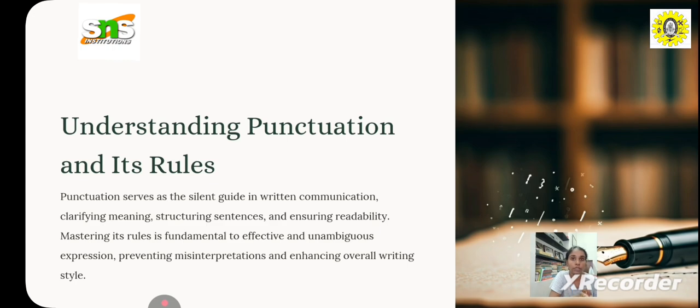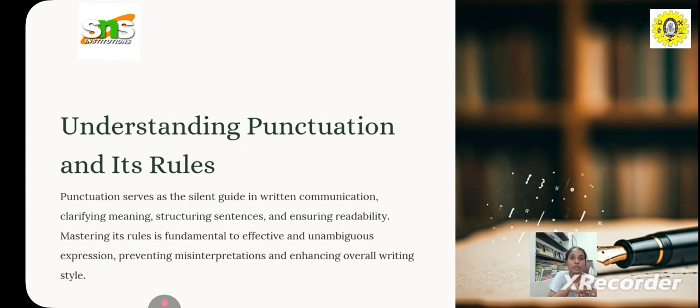Exclamation point. An exclamation point indicates an excited utterance. So for example, watch out for the lion! An exclamation point indicates an excited utterance. So there we use it.